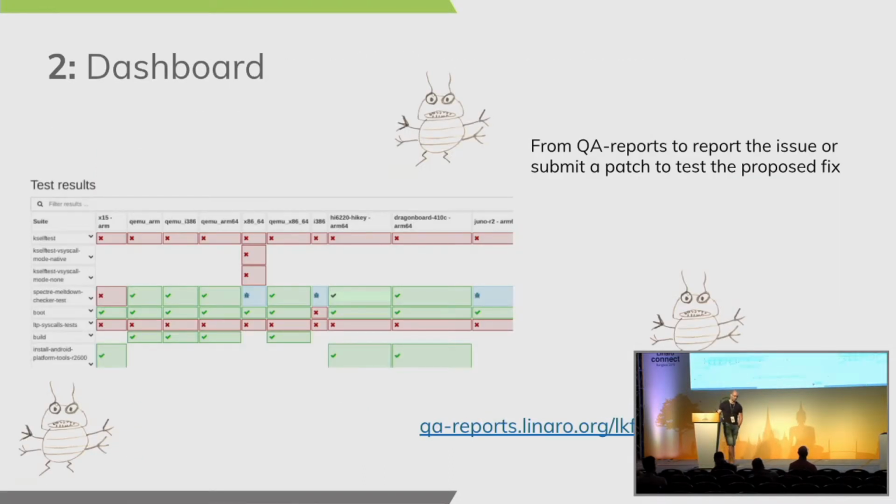And if you don't think the email is enough, you can go to qa-reports.linaro.org and drill down to Kselftest and the specific test that is run. And you can compare against different kernels and different boards, which could be handy. That's something that the email report doesn't do.